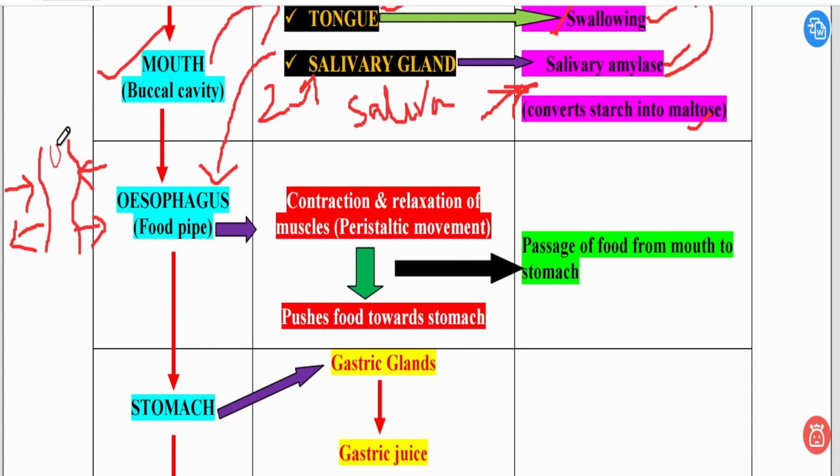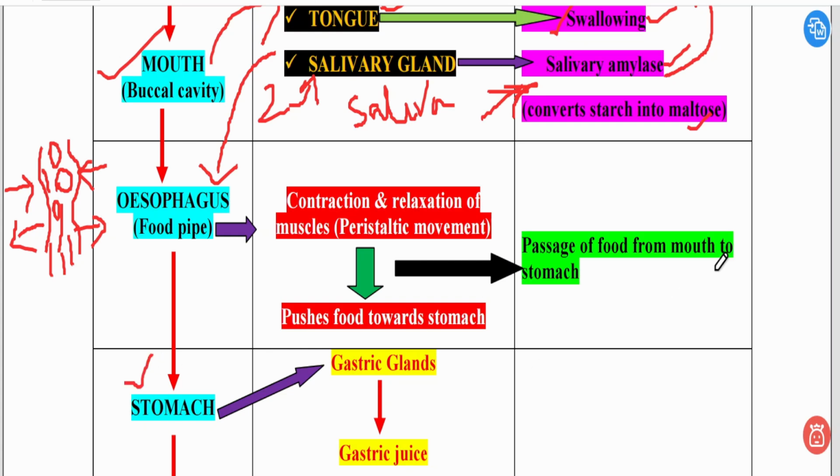Now when the food particles come from the buccal cavity to the food pipe, what happens is when the contraction and relaxation takes place here, the muscles will move the food particles in the forward direction, and in this way the food particles will move forward, yes, from the esophagus to the stomach.